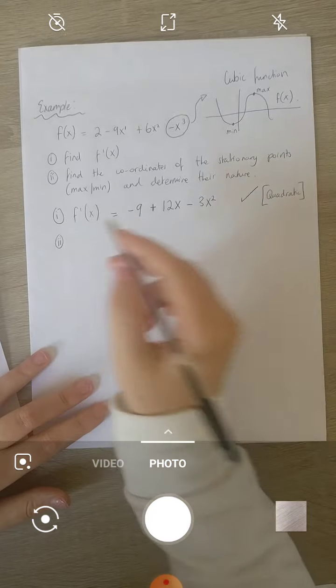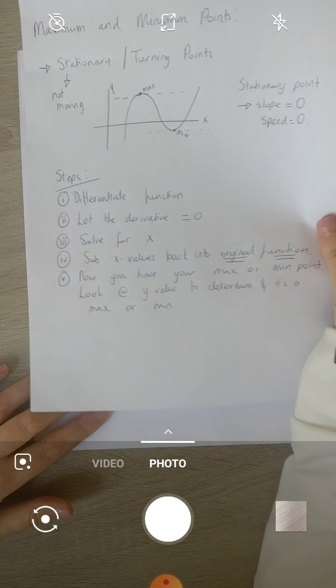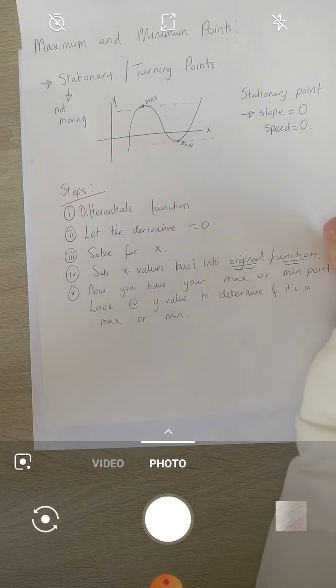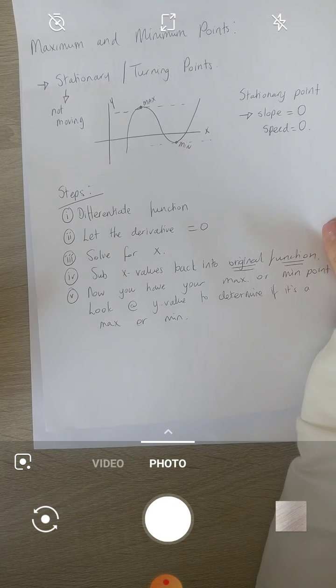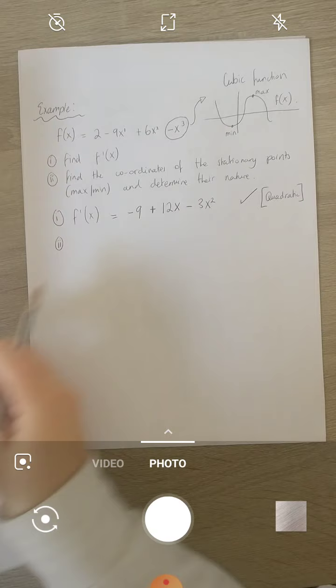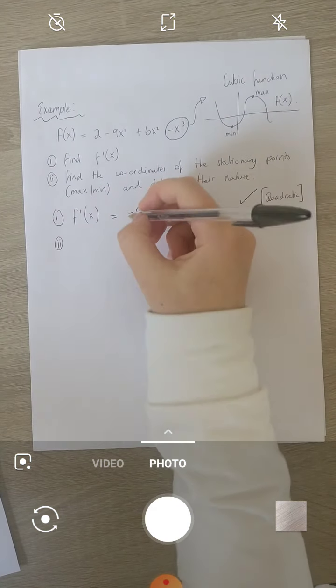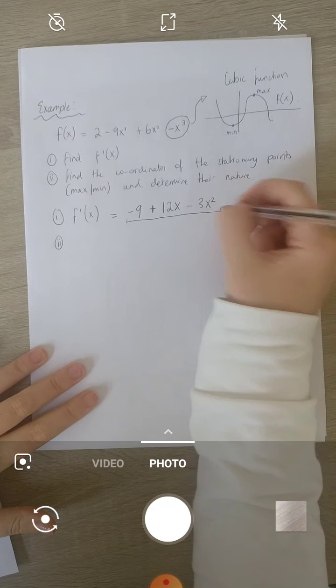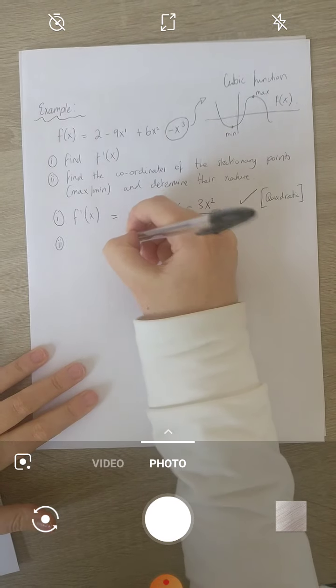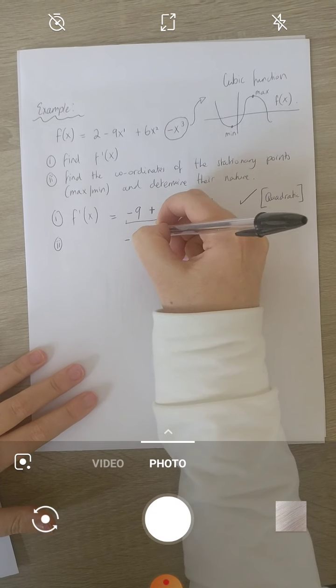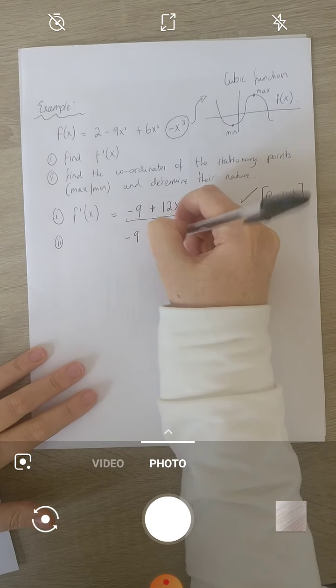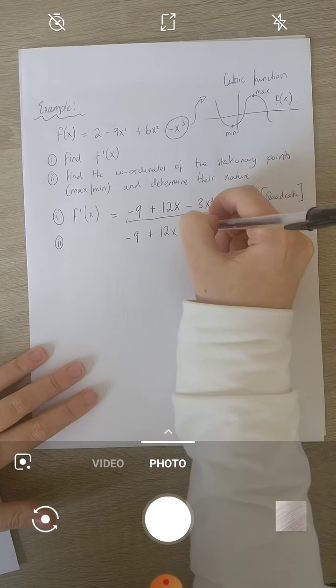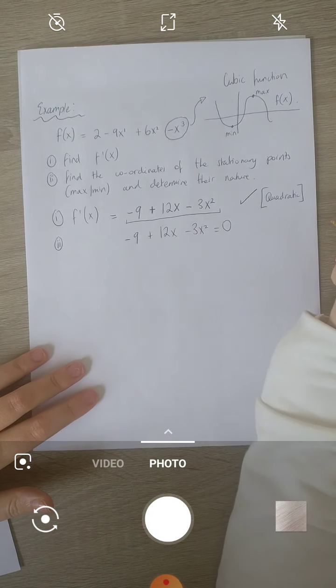Our steps that I wrote down on the previous sheet: step 1 was to differentiate the function, but we already did that. Step 2 is let the derivative equal to 0. So we're now going to let the first derivative equal to 0. So minus 9 plus 12x minus 3x squared, and we're letting it equal to 0.